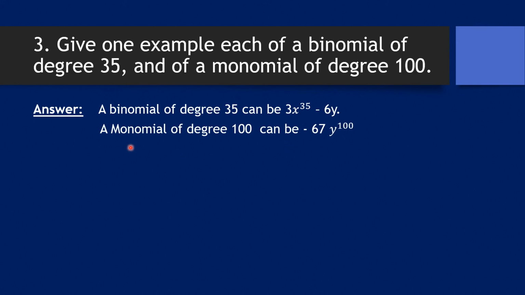Now the second example is to be given for a monomial of degree 100. So it can be anything, any expression you can make, but here I have made it like minus 67 y raised to the power 100.